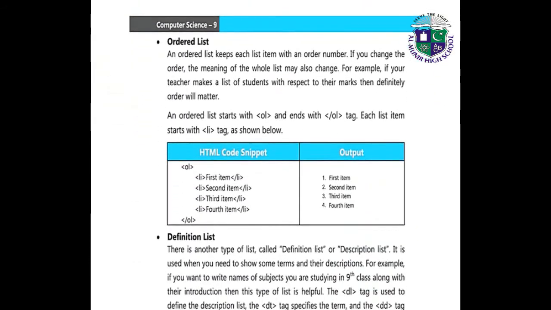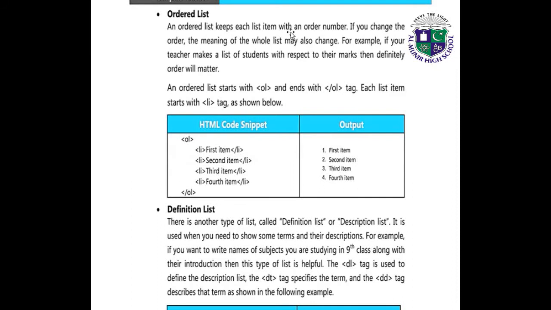Ordered list. An ordered list keeps each list item with an order number. If you change the order, the meaning of the whole list may also change. For example, if your teacher makes a list of students with respect to their marks, then definitely order will matter. An ordered list starts with the OL tag and ends with the closing OL tag. Each list item starts with the LI tag, as shown in this table.